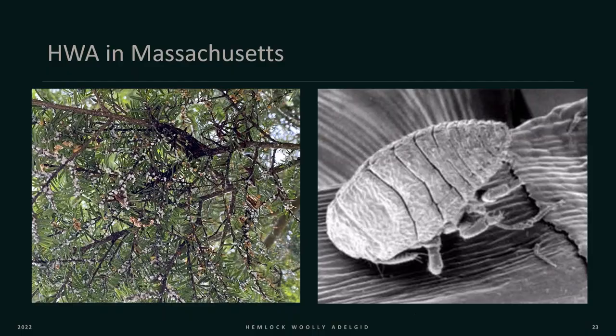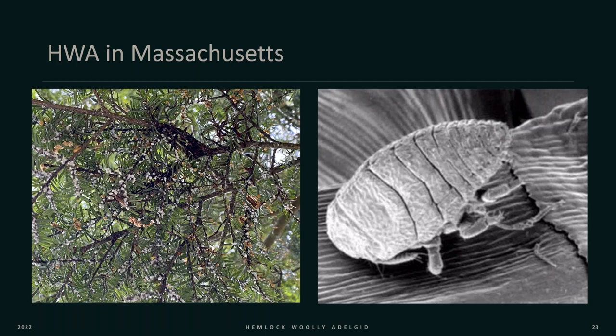They are very easy to notice on the underside of needles. They're nice and woolly, especially around this time of year, when you'll notice a lot of the wool. Underneath that, they're basically a big blob with tiny little legs hanging off of it and their face jammed right into the base of the needle where they're feeding. Since there are so many of them on a needle and on a branch, even though they're so small, they can be really impactful.